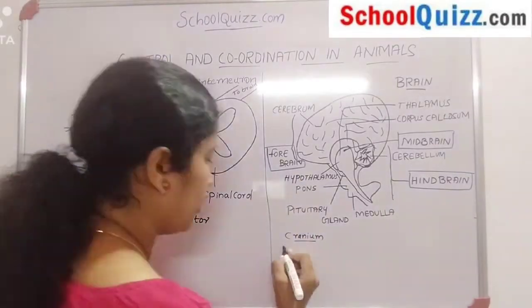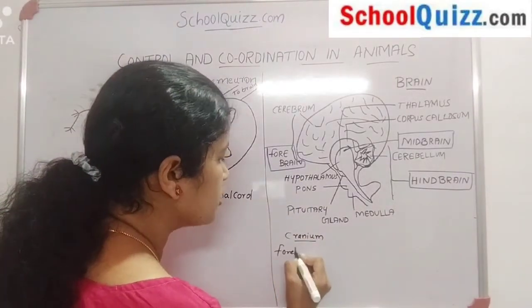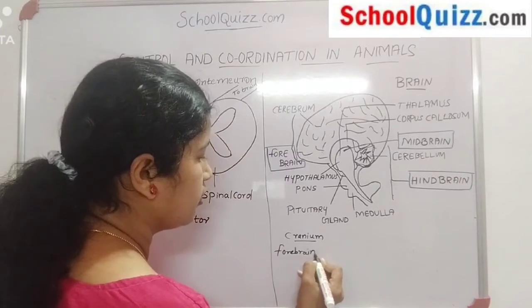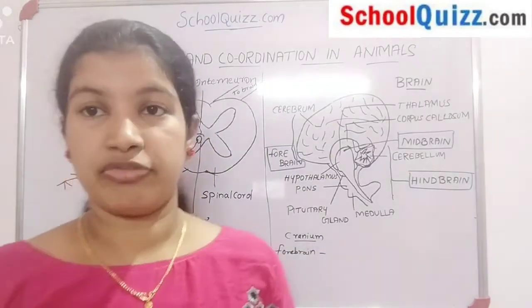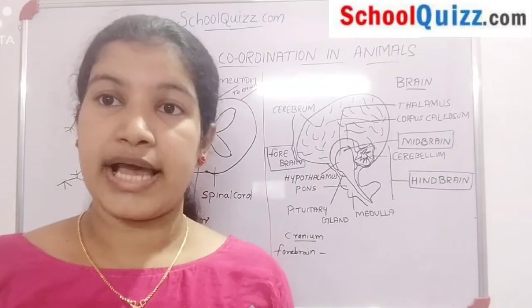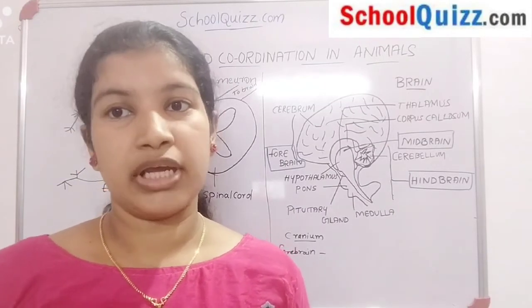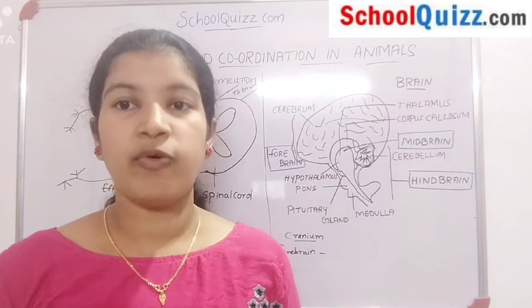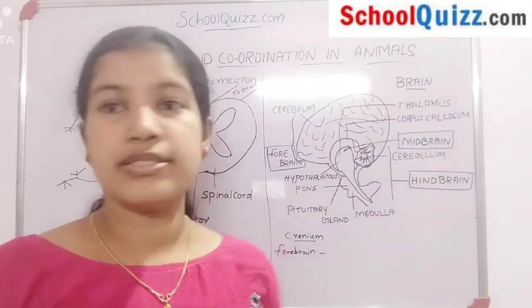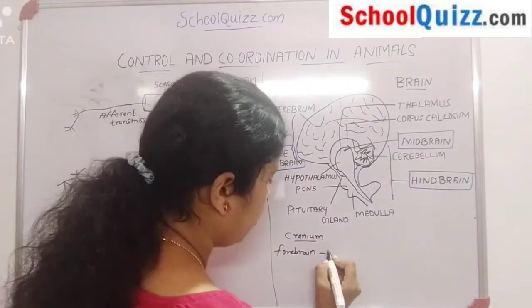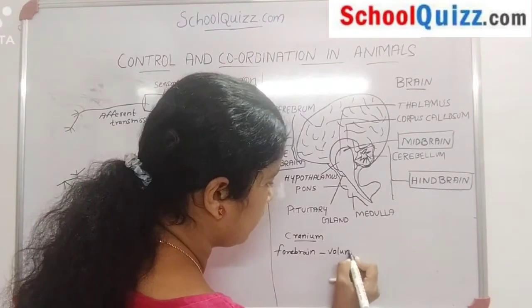Then in the forebrain we have the cerebrum. It is the main thinking part of our brain. It helps in our learning, reasoning, personality and memory. All the voluntary actions are controlled by this forebrain.